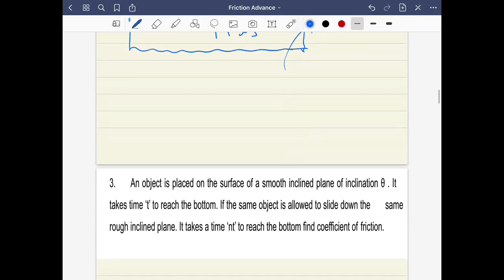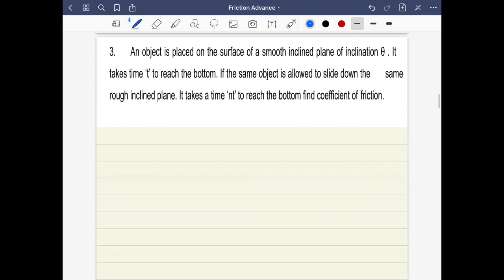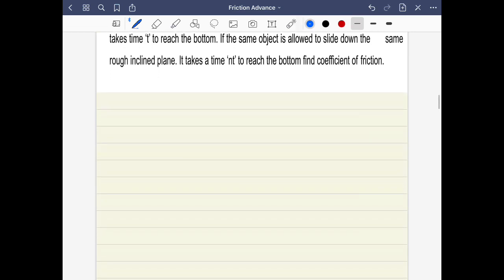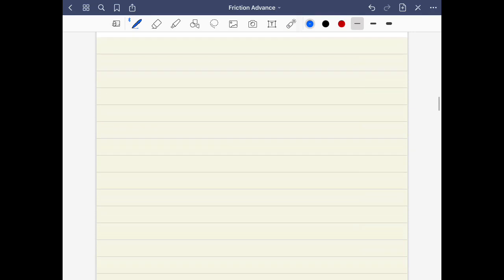Now the third question which we have is: an object is placed on the surface of a smooth inclined plane of inclination theta. If it takes time t to reach the bottom, and if the same object is allowed to slide down the same rough inclined plane, it takes time nt to reach the bottom. Find the coefficient of friction we want.